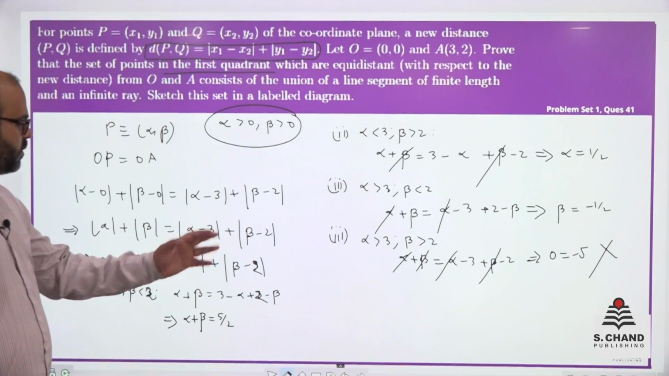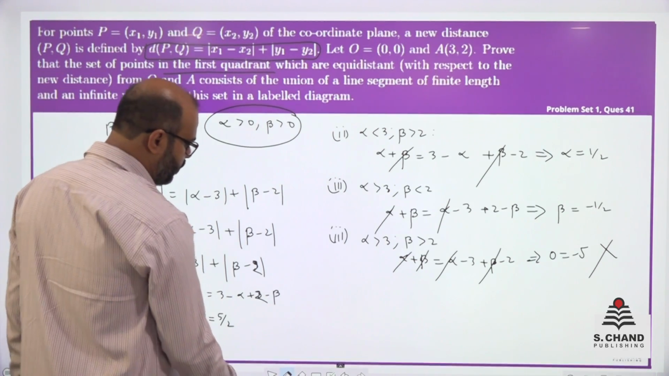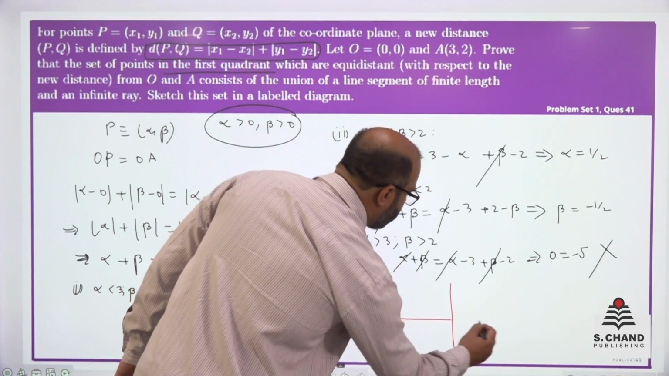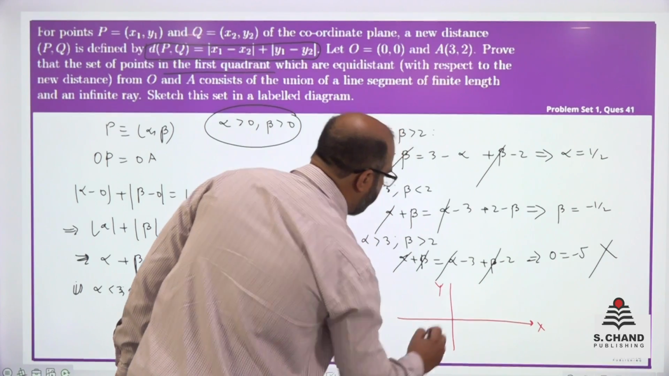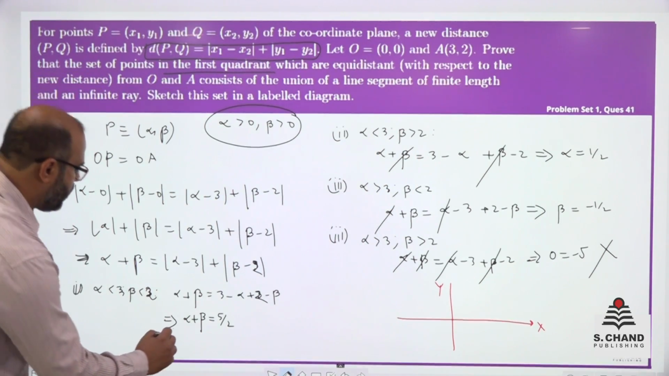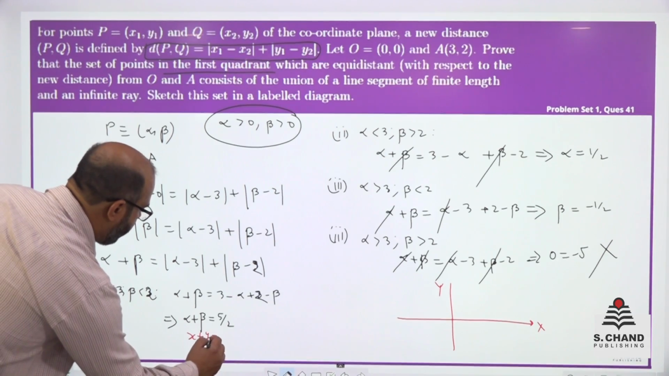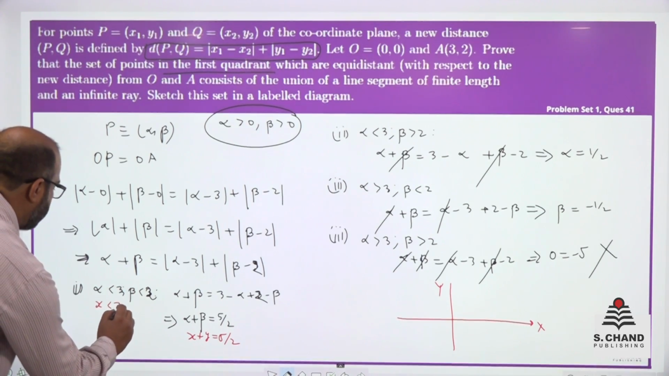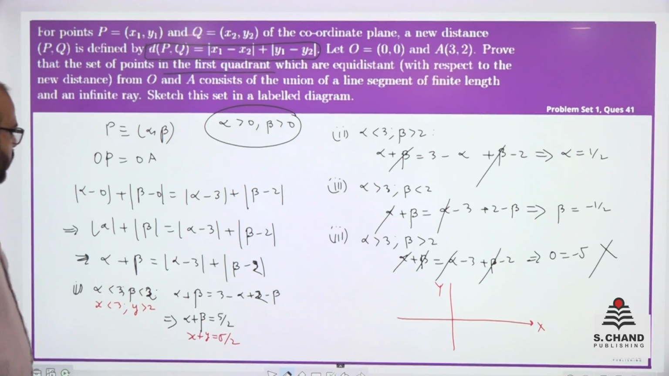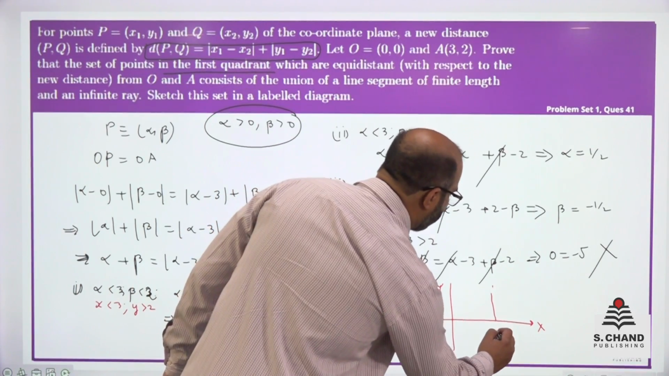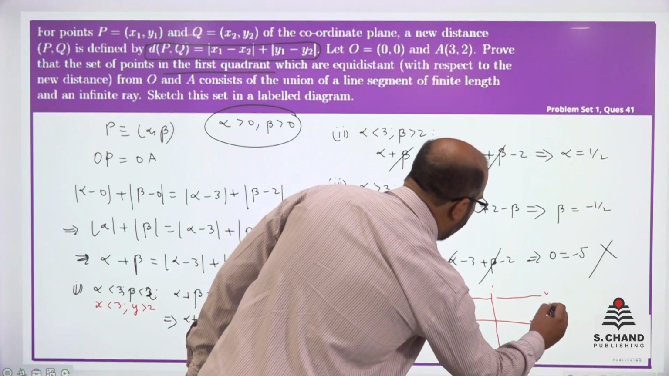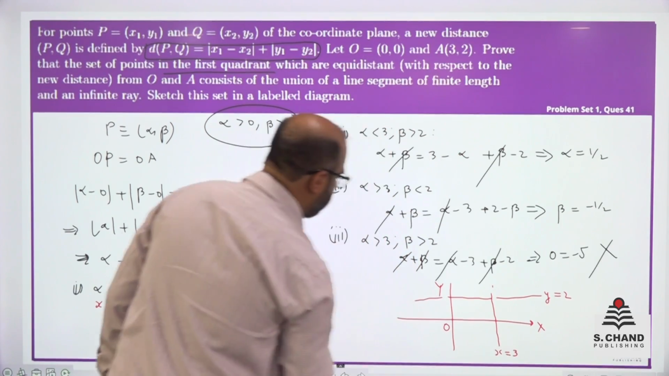Now of all the equations which we have formed, let us draw the diagram. This is the x and y axis, and alpha, beta can be considered as x and y. This becomes x + y = 5/2. And what are the conditions? x less than 3, y less than 2, and similarly other conditions are there. So let us draw two lines: one is x = 3 and one is y = 2, and this is the origin.